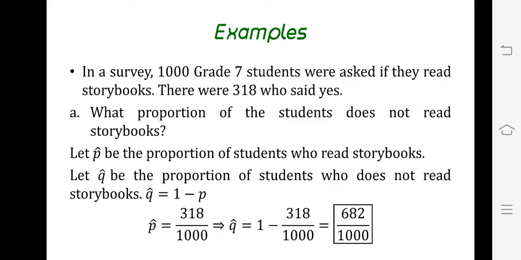Now, how are we going to obtain q hat? Q hat is equal to 1 minus p hat. Since the value of p hat is 318 over 1,000, subtracting 318 over 1,000 from 1 will give us 682 over 1,000. So this is the value of q hat, the proportion of students who do not read storybooks.